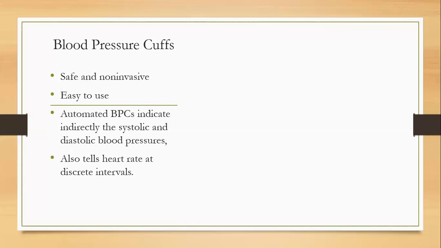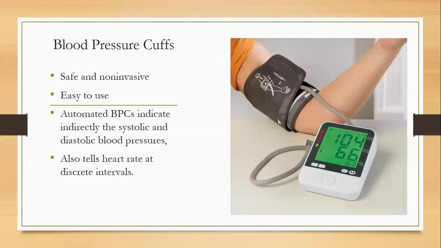Another very important monitoring system that was used were blood pressure cuffs. And this is something also that we're very familiar with. So we have a sphygmomanometer to the right of the screen as well, a digital one. It is also safe, non-invasive, and easy to use, which gives it quite the advantage. It is something we've been familiar with in the medical sphere for decades. And in the case of an automated blood pressure machine, it indirectly indicates the systolic and diastolic blood pressures, as well as the heart rate at discrete intervals.